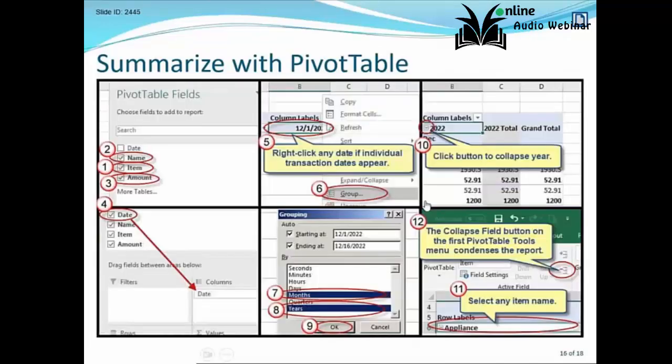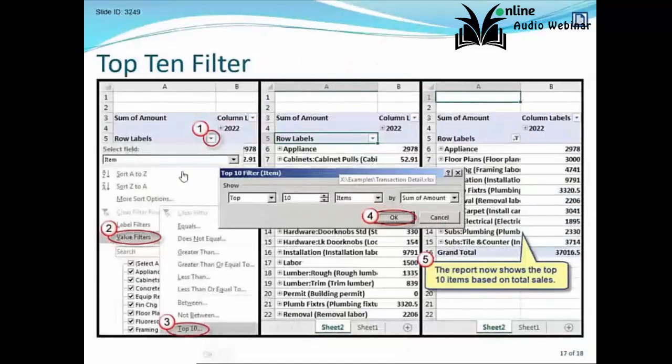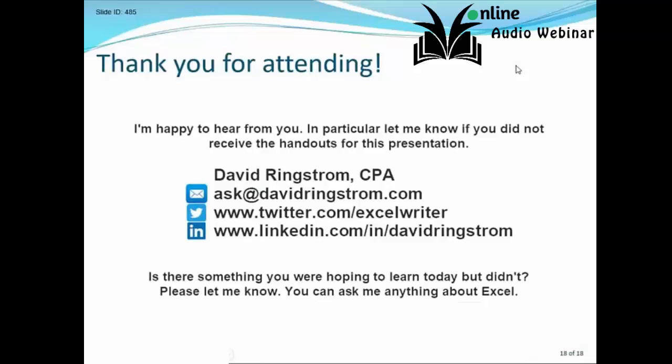So what I'm going to do is I'm going to click on Item, and then I'll click on Name, and then I'll click on Amount. I'll then take Date, and I'll drag it into the Columns section. I can then click the filter button that's in the Row Labels field, choose Value Filters, choose Top 10, and then click OK.